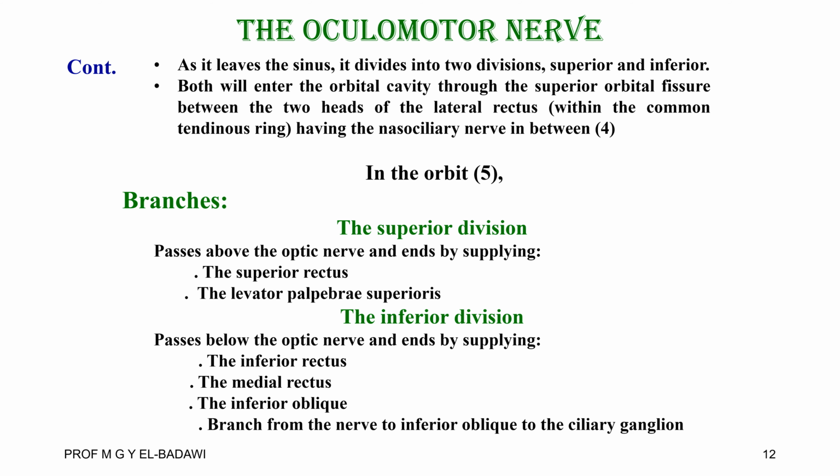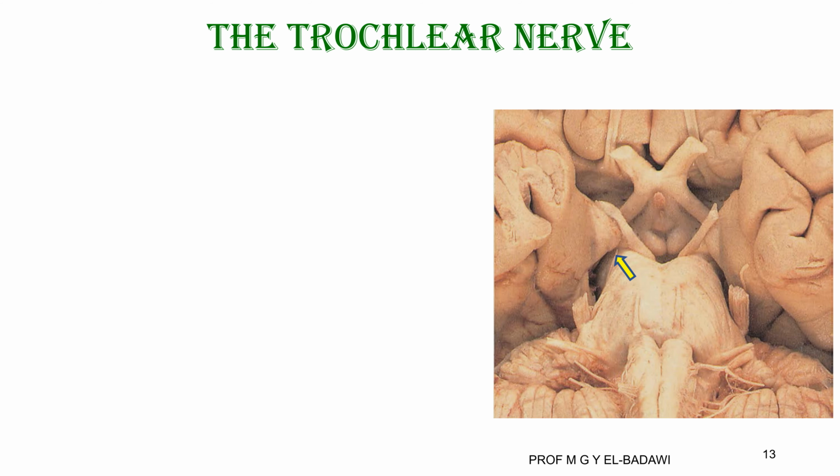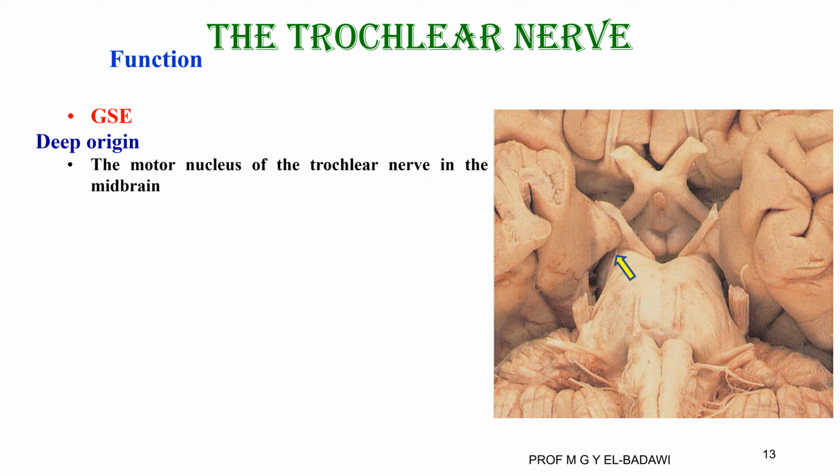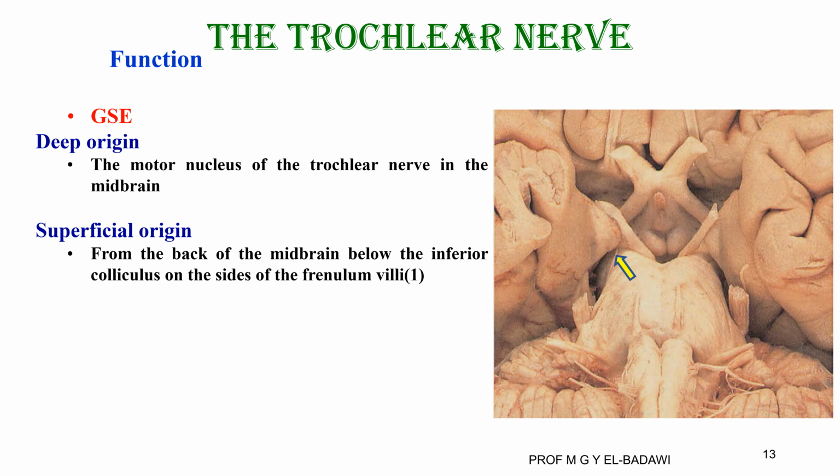That is the oculomotor. The trochlear nerve, the number 4 nerve, which can be seen here curving from the back just on the side of the cerebral peduncle. Its function is only motor, general somatic efferent. Deep origin, one nucleus taking the name of the nerve, motor nucleus of trochlear. Superficial origin from the back of the midbrain, below the inferior colliculus, on the sides of what we call the frenulum veli.